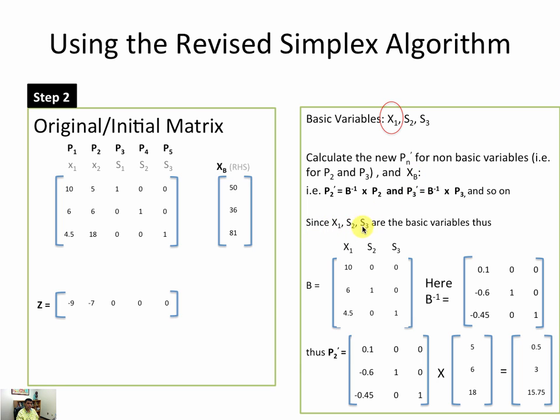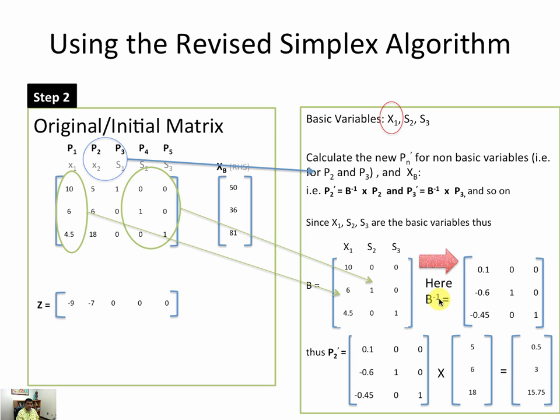Now since x1, s2, s3 are basic, our new matrix B will be based on the x1 column, 10, 6, 4.5, and the S2 and S3 columns, 0, 1, 0 and 0, 0, 1. Again we will calculate B inverse; you can use an online calculator or R to do that. Thus the calculation for our P2 prime is given by B inverse multiplied by P2, which is 5, 6 and 18, and the answer you get is 0.5, 3 and 15.75.